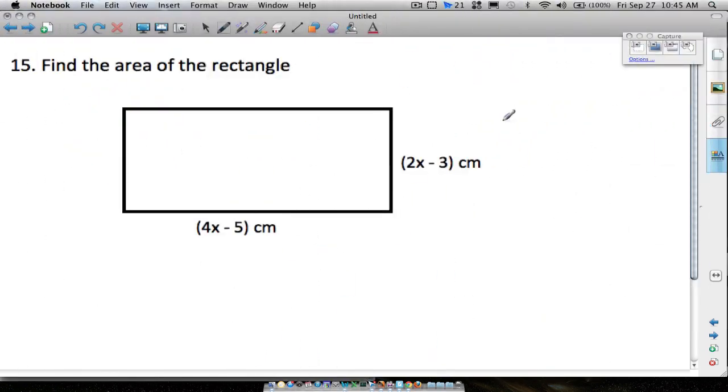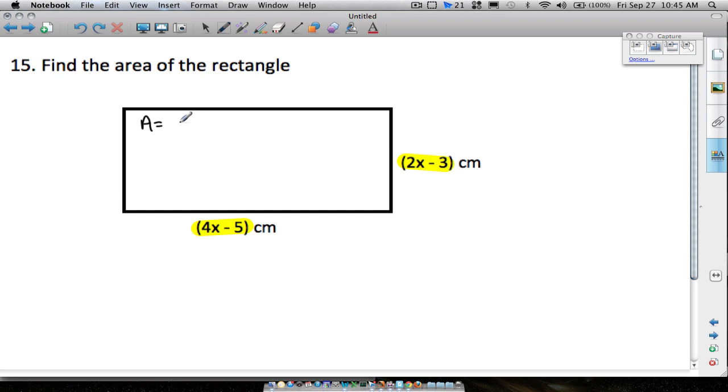Now, number 15, we want to find the area of the rectangle. In a problem earlier in the video, we had to find the perimeter, and I said not to multiply the two sides together, but that is how you find the area of a rectangle. You take the length times the width. So we want to multiply these two things together.